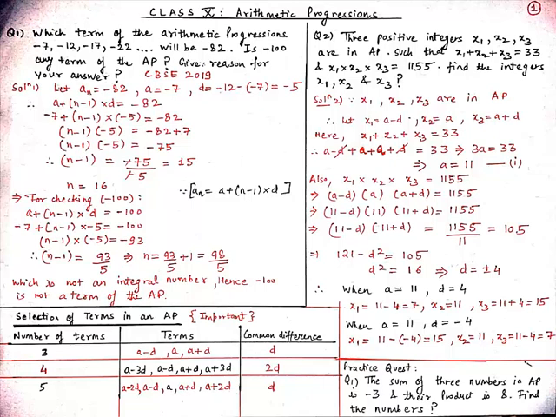And as you can clearly see, student, that the value of n is a fraction. So -100 is not a term of the AP, as it is not an integral number. Integral means that it is a whole number.